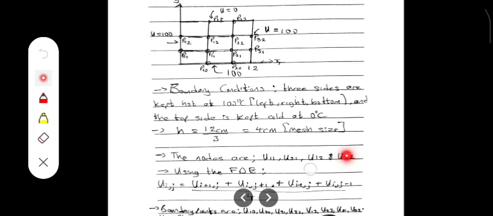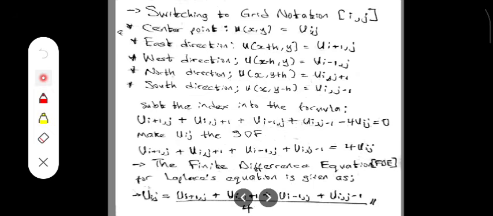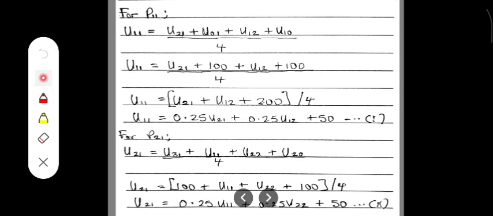I wrote it here in the U function. And the boundary points are the ones at the edges, which are U10, U20, U31, U32, U23, U13, and so on. So for the nodes, we'll calculate them using the finite difference equation. Now applying the FDE formula to node U11.